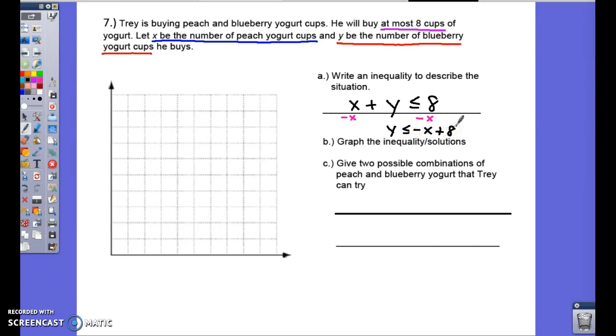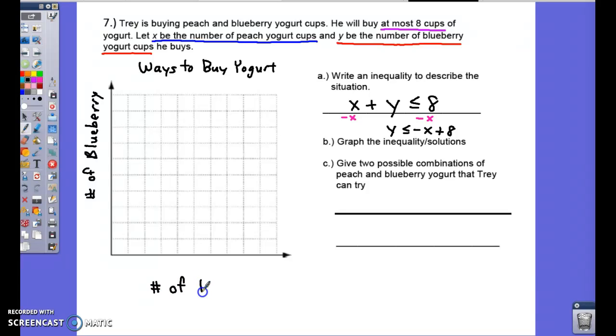Okay? We do need to label our graph, so the title of the graph would be Ways to Buy Yogurt. And there really isn't an independent or dependent variable, so I'm just going to go ahead and put the number of blueberry yogurts on this side. And I'll put the number of peach down here on the x-axis. And we'll go by ones. You really don't need to label it if you're going by ones, but to make things a little bit easier, I'm going to go ahead and do that.